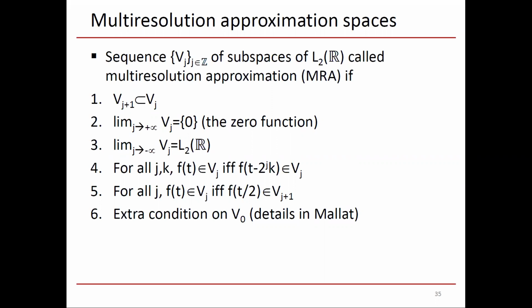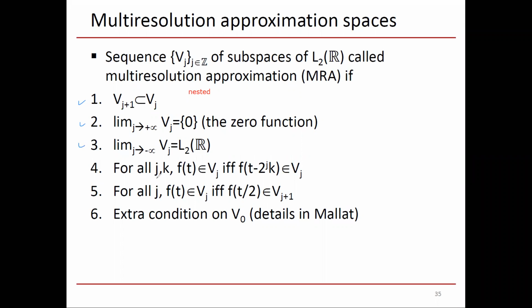So first of all, property number 1 is a nested property. Vj plus 1 is a subset of Vj. Property number 2 says that in the limit of large j's, Vj is the zero function. So that's the limit for large j's. And what about the limit for small j's, j going to negative infinity? In that case, we're covering L2 of R. Okay, so we understand the first property, the second and third properties are limits.